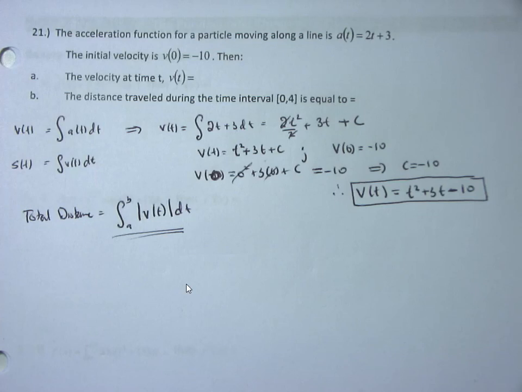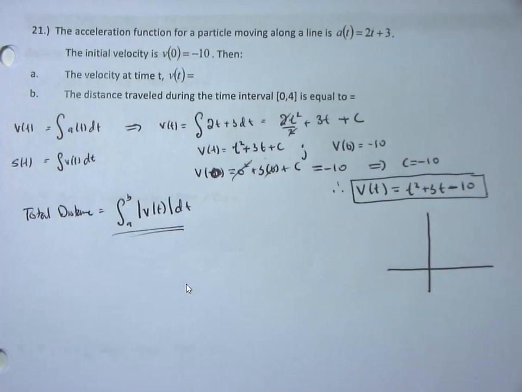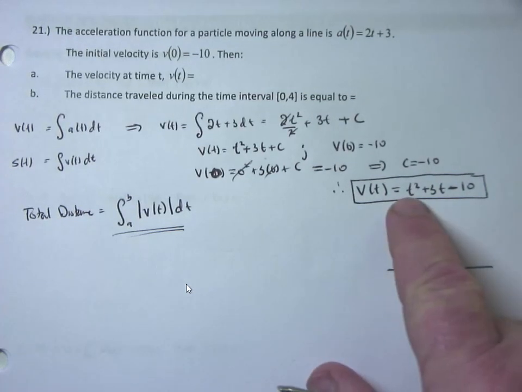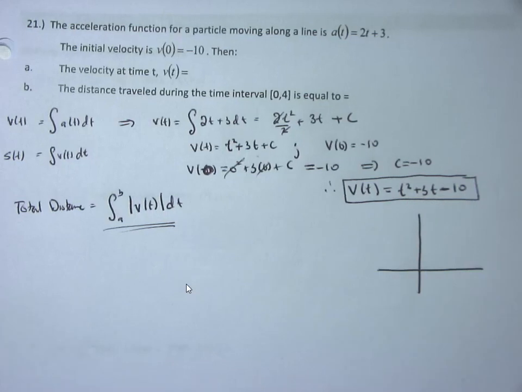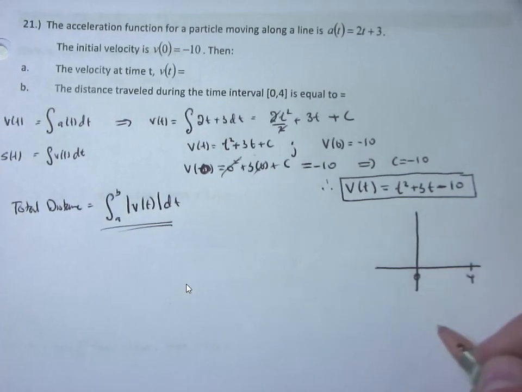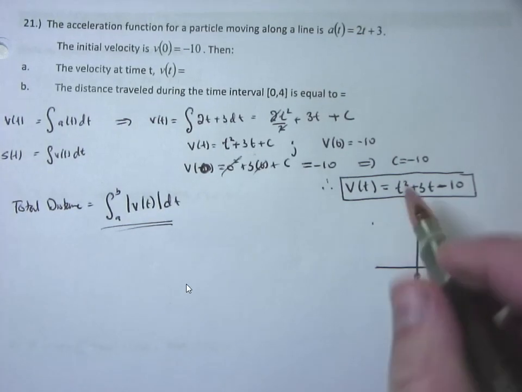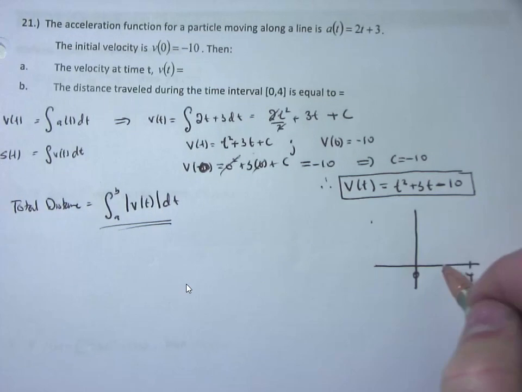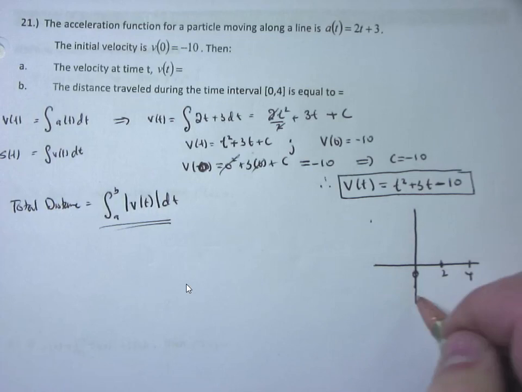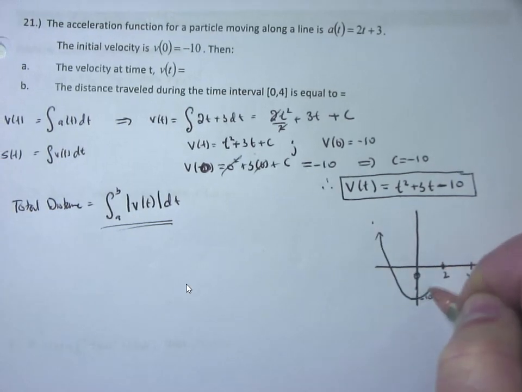But how do I integrate an absolute value? You don't. What you're going to do is take the velocity equation, t squared plus 3t minus 10, and graph it. But all you care about is between 0 and 4. I'm just going to graph it for you. It's a parabola, but when I plug in 2, I get 0, so it goes through this point. Down here, when t is 0, it's negative 10. So it looks like this.